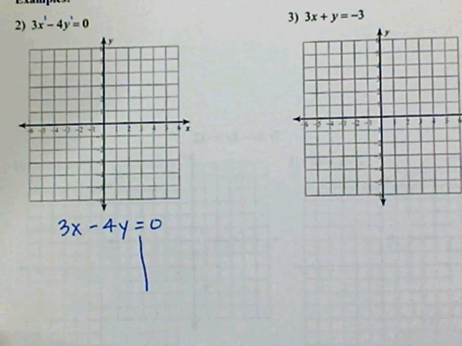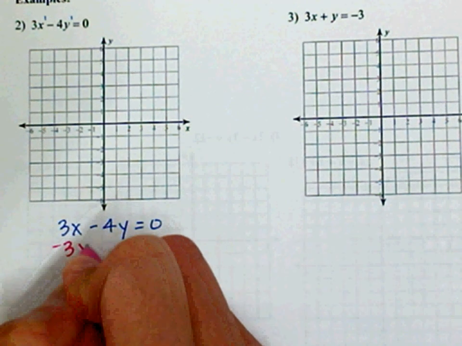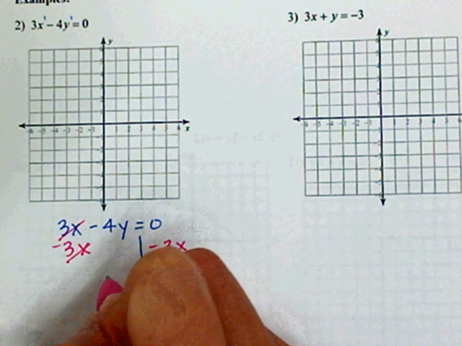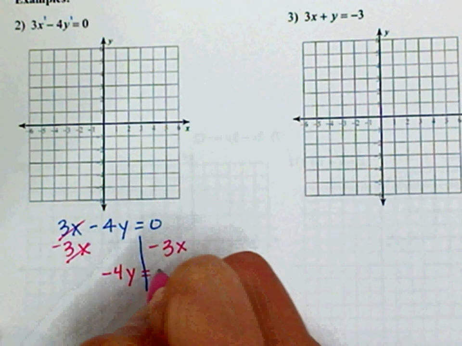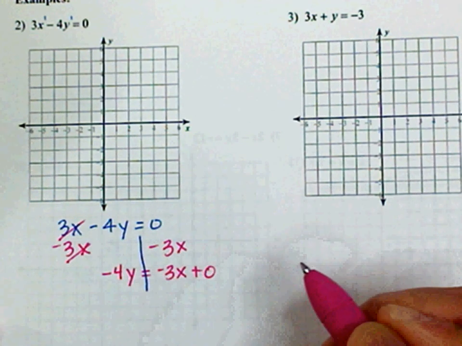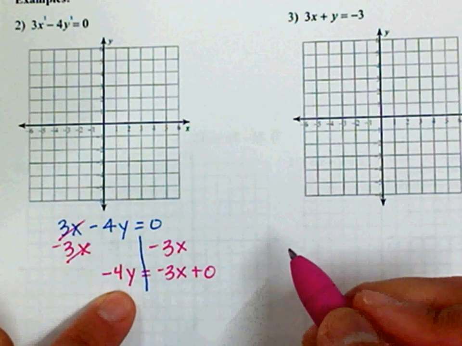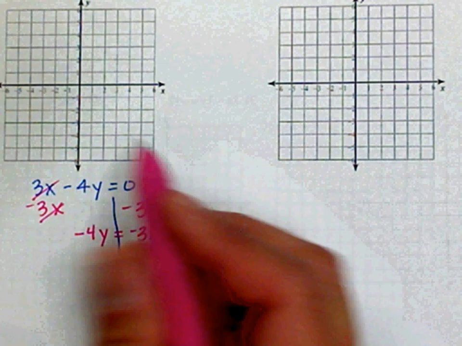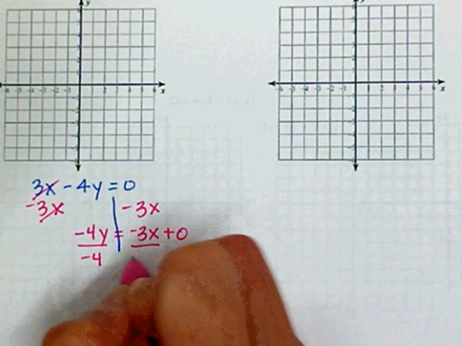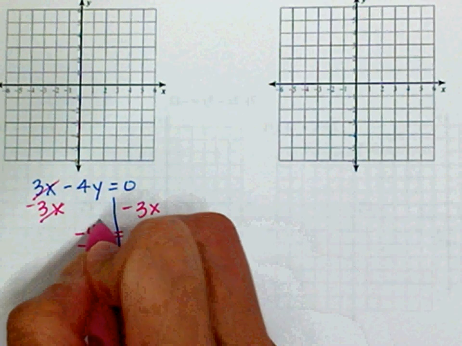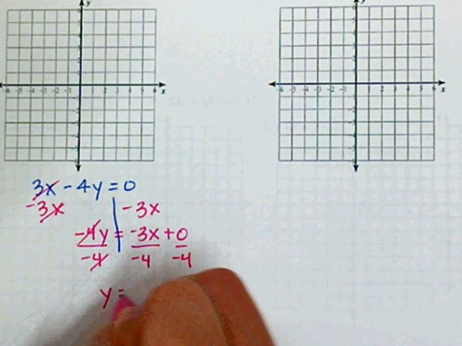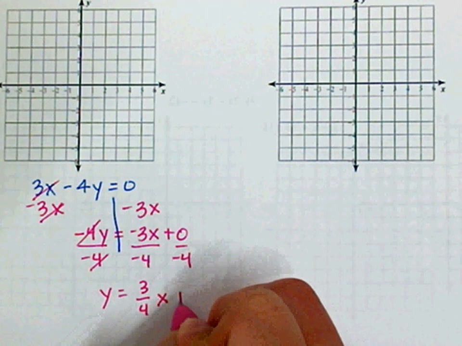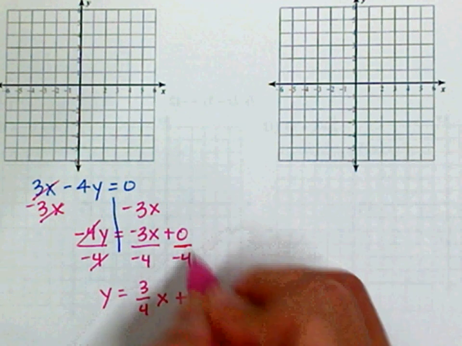So what are we going to do? You're going to subtract 3x. What you do to one side, you do to the other. These cancel. Bring down negative 4y equals negative 3x plus 0. You're trying to make it look like y equals mx plus b. We're trying to make it look like this. Okay? Next part, divide both sides by negative 4. That cancels. So y is equal to negative 3 divided by negative 4 is positive 3/4 x plus 0. 0 divided by negative 4 is 0.